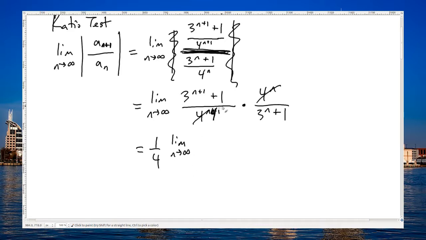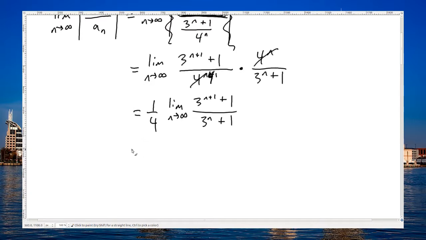And then what does that leave me with? So I pulled out this. I'm left with 3^(n+1) plus 1 all over 3^n plus 1. Alrighty. What can I do here? Well, I think I should factor out 3 to the n out of everything. If it was e to the n, I might use L'Hopital's rule. But with 3 to the n, I think it's going to be easier if I just go ahead and just factor out 3 to the n.